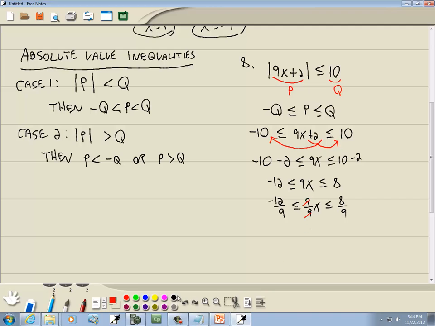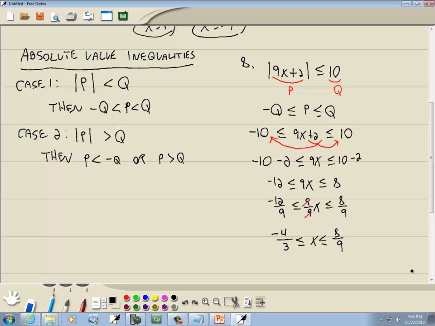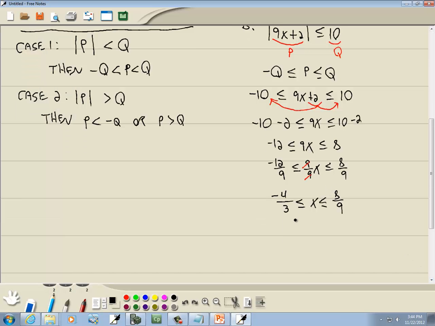Now these 9's cancel. 12 and 9 are both divisible by 3. Negative 12 divided by 3 is negative 4, and 9 divided by 3 is 3. And it doesn't say how to write the answer, so we're probably good there. They might put it in interval notation though. So less than or equal to means bracket. So I got a bracket on the negative 4/3. Less than or equal to here means bracket. So we got a bracket on the 8/9. And those are the answers.